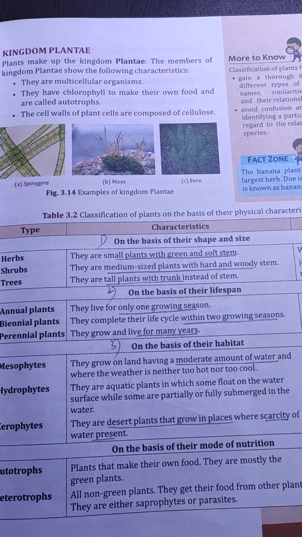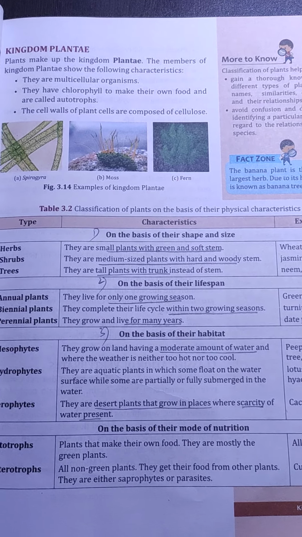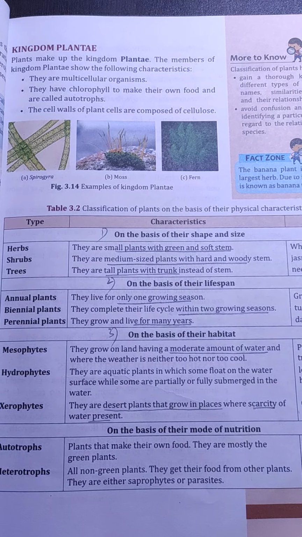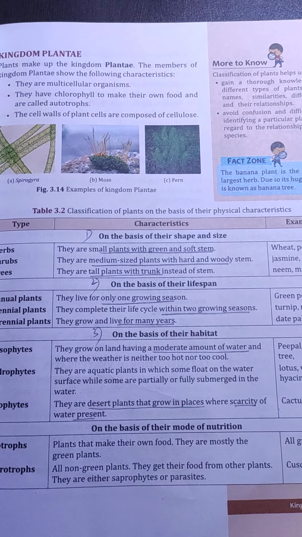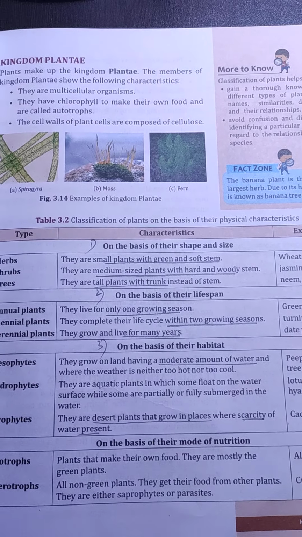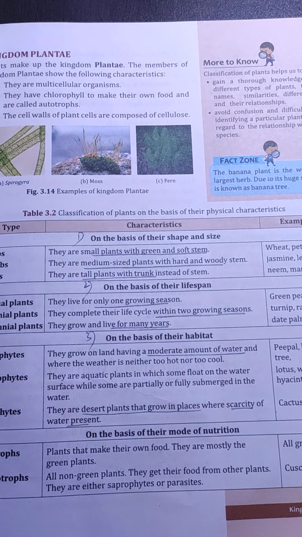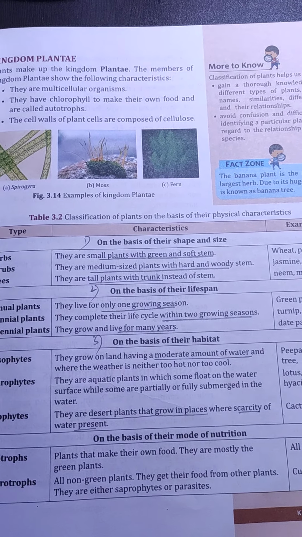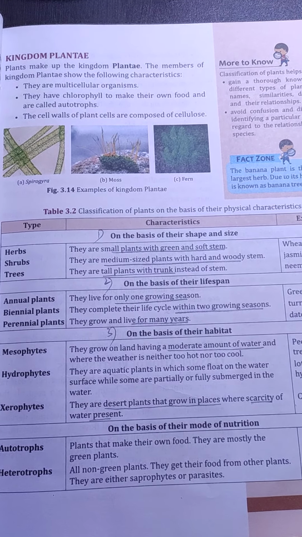And last is on the basis of the mode of nutrition. On the basis of mode of nutrition, they are categorized into two: autotrophs and heterotrophs. Autotrophs means plants that make their own food. They are mostly the green plants. As you know, only green plants make their own food because they have chlorophyll, and with the help of chlorophyll and photosynthesis they can make their own food.